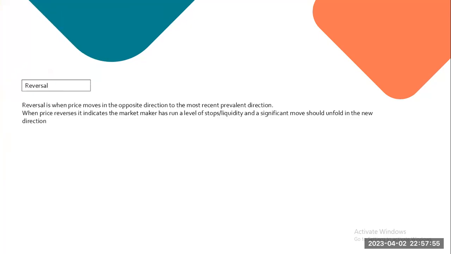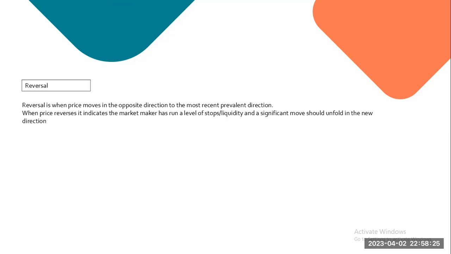So the reversal, that's the last condition. Reversal is when price moves in the opposite direction to the most recent prevalent direction. That's when the tides of the market have changed. We said previously that we have two tides of the marketplace. That's your bullish institutional order flow, that's your buy tide, and your bearish institutional flow, that's your selling tide. So when it changes from either bullish to bearish or bearish to bullish, we see that the tide of the market has changed and a reversal has occurred.